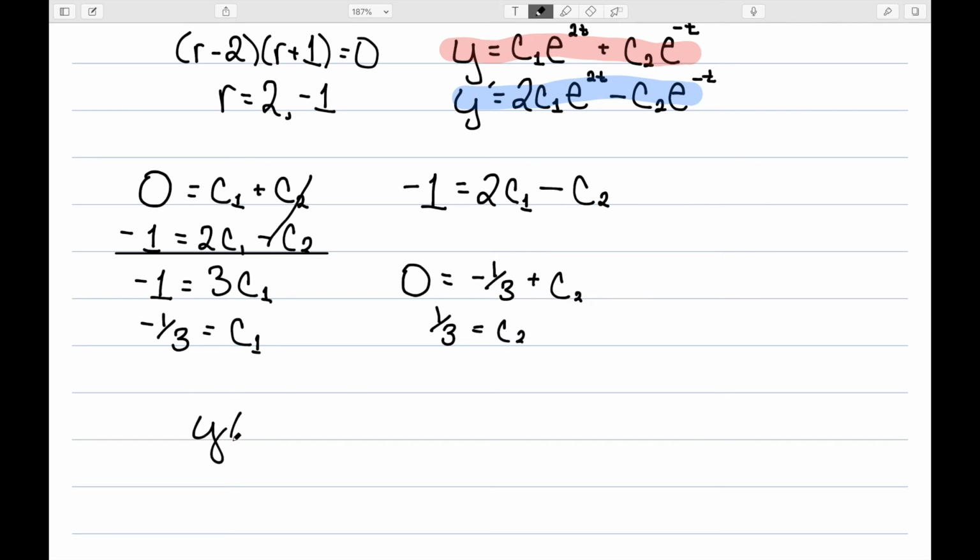So my actual solution is minus 1/3 e to the 2t plus 1/3 e to the minus t. So I now have my solution.